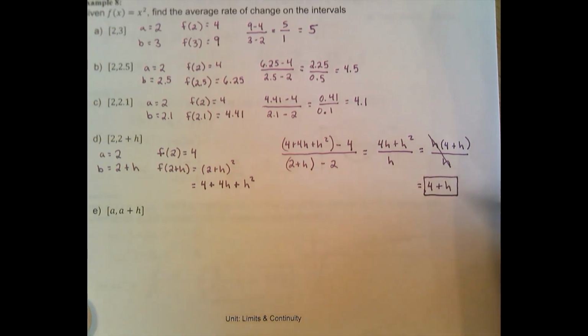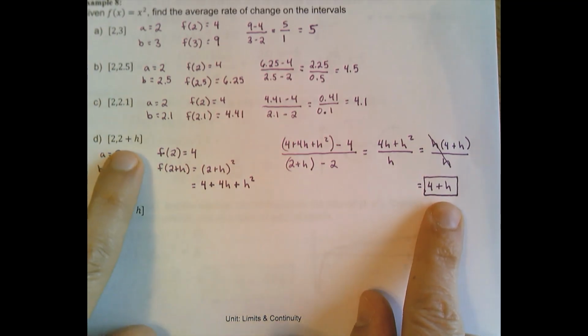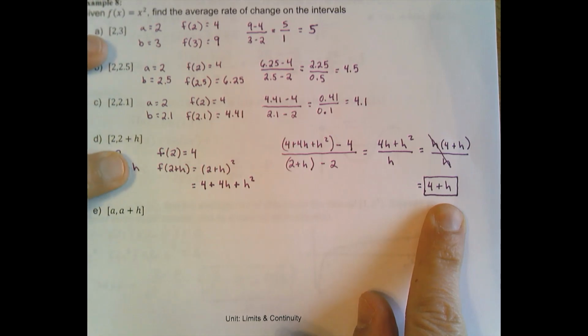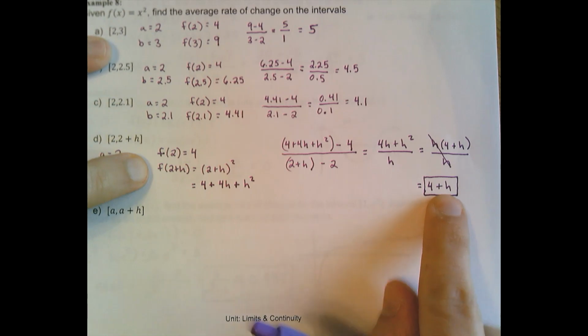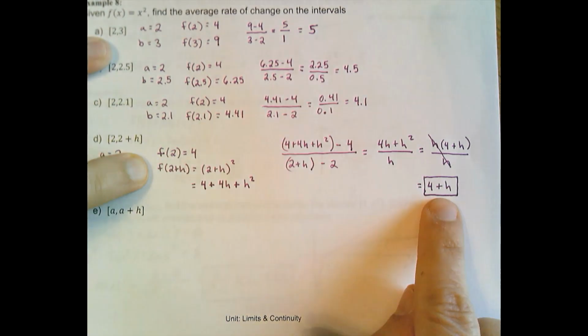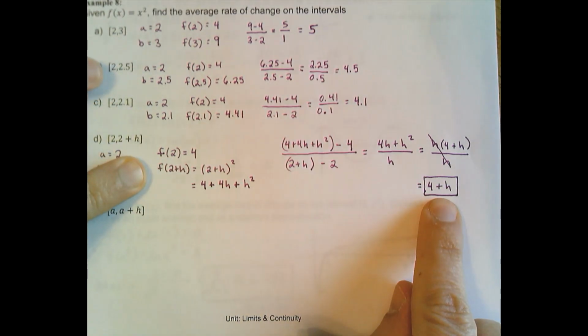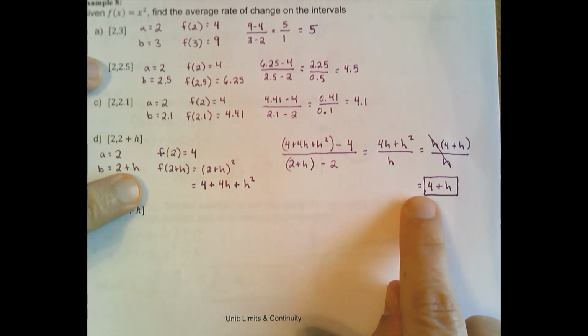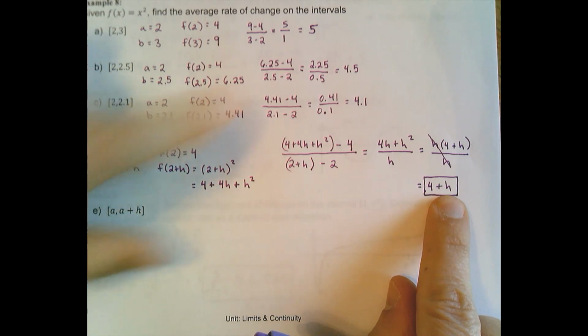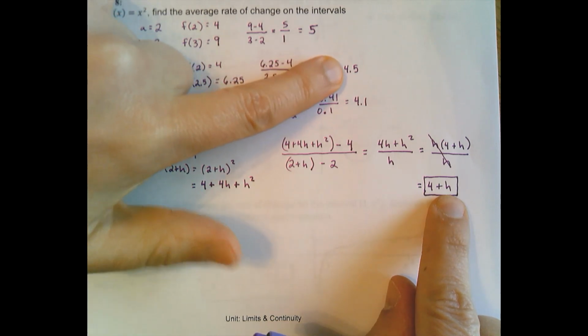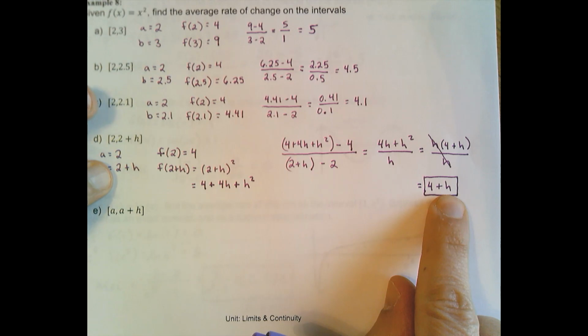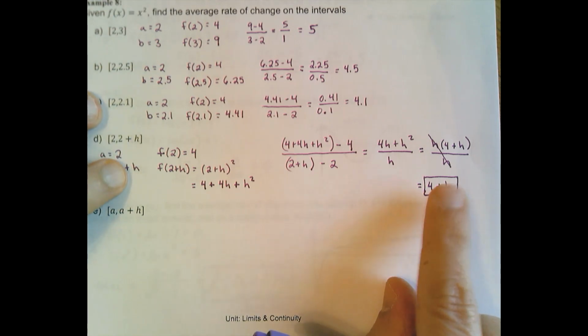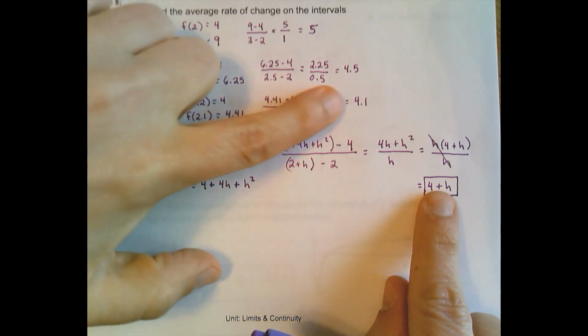Now, to show you that this works, in our first case we had an interval of 2 to 3, so that means my h value is 1. 4 plus 1 is 5. In my second case, my interval 2 to 2.5, my h value is 0.5. So 4 plus 0.5 is 4.5. And then in my third case, my h value was 0.1. So 4 plus 0.1 is 4.1.